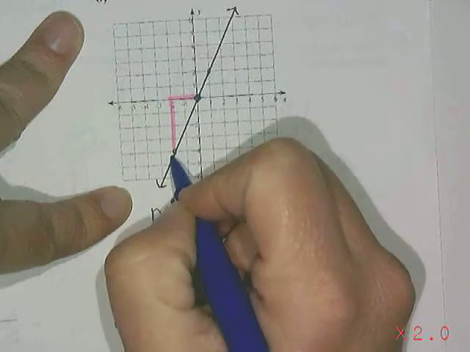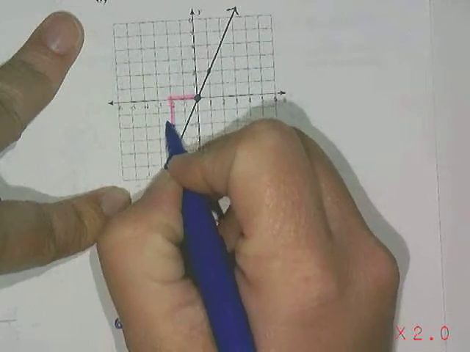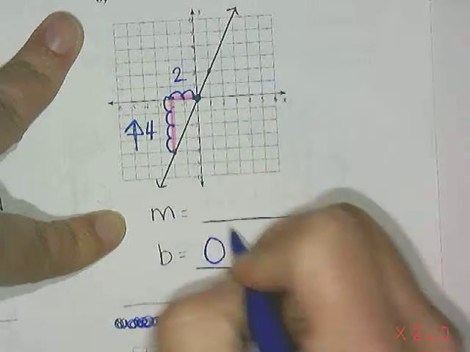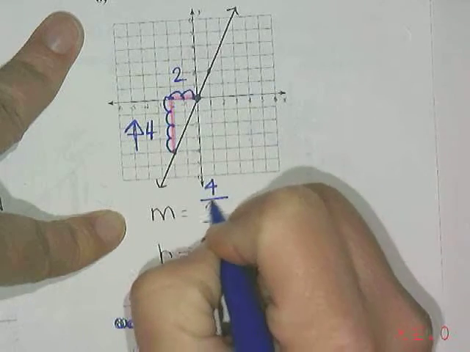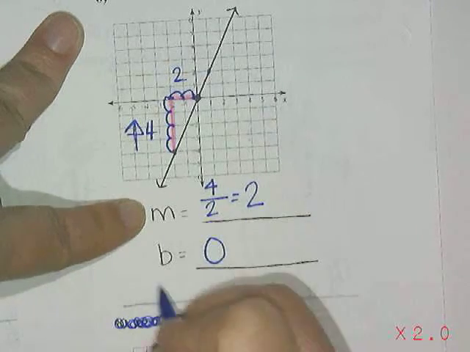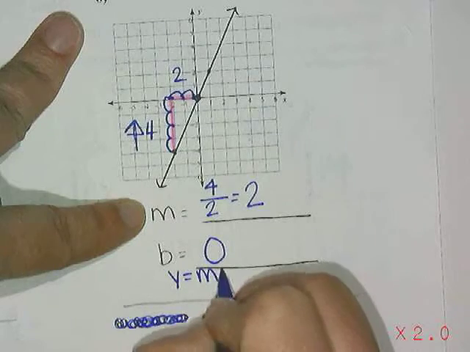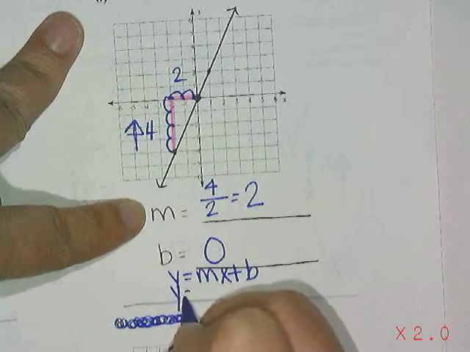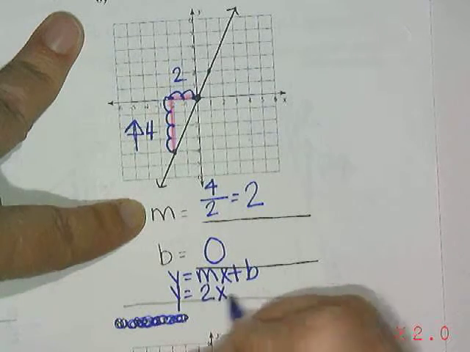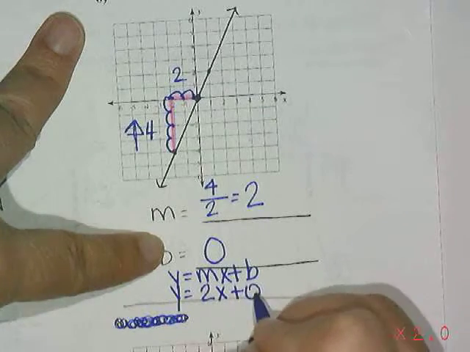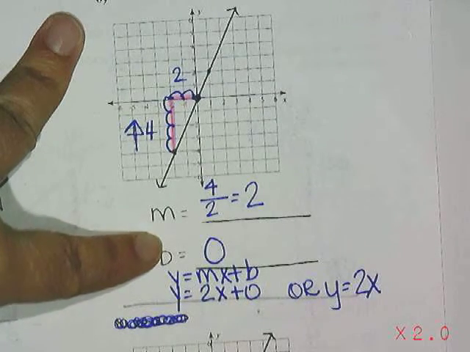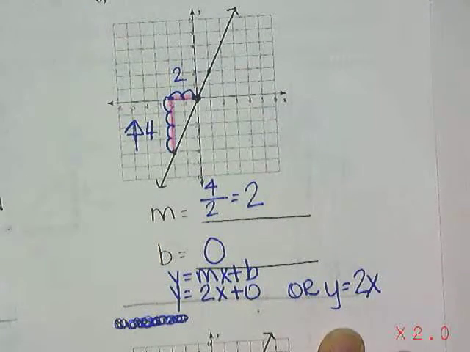I just went ahead with these two, and I'm going to go up 1, 2, 3, 4. I'm going up 4, and I'm going to go over 2. When I do my rise over run, 4 divided by 2 is 2 when I reduce it. So my m is the number that sits next to the x. So it's y equals mx plus b. Y equals stays the same. My m was equal to 2, and then it sits next to the x. Now I can put plus 0, or I can leave it as y equals 2x. Either way is completely fine, but this is the more simplified version.